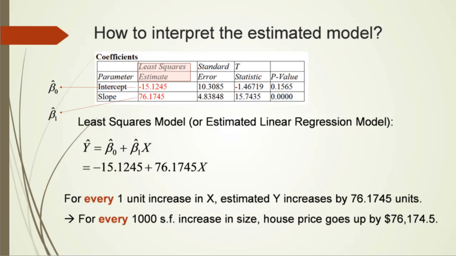Writing down the model is not everything. We would like to be able to interpret this model as well, especially the slope coefficient, that is beta 1 hat. It can be interpreted this way. For every 1 unit increase in x, estimated y increases by 76.1745 units. This can be translated to, for every 1,000 square footage increase in size, price goes up by $76,000. The keyword here is every.